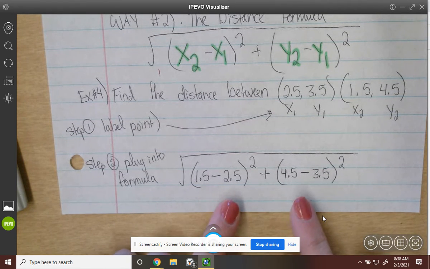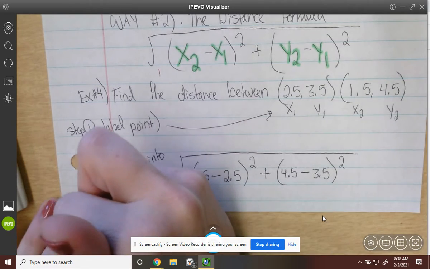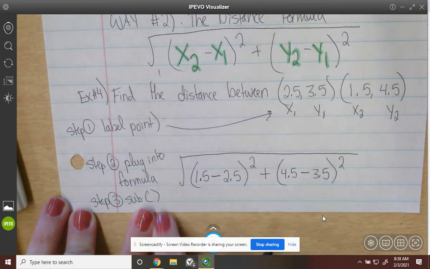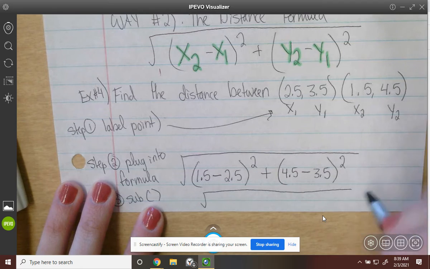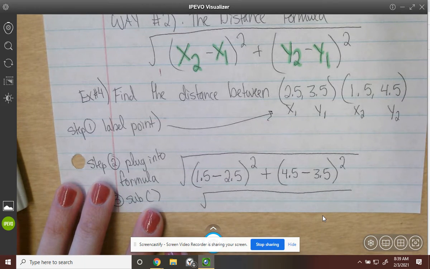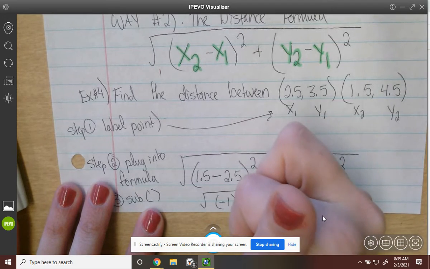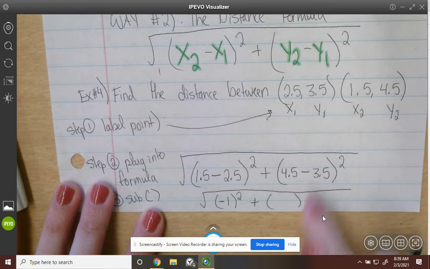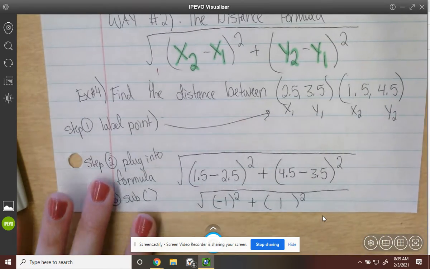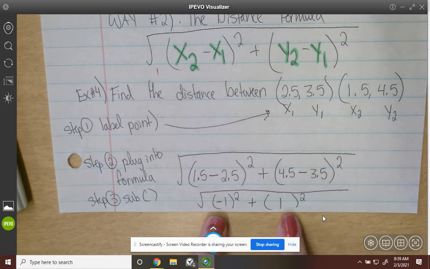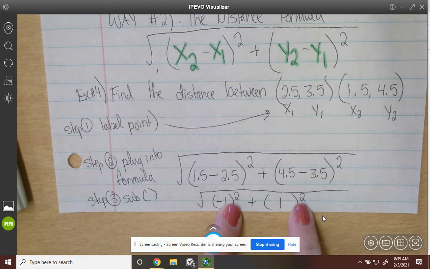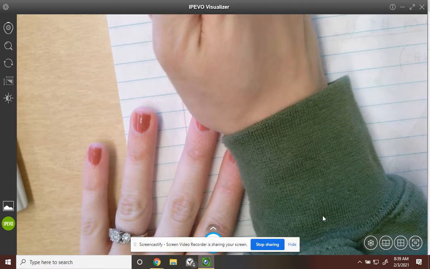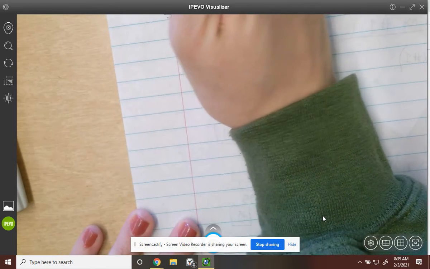Okay, order of operations tells me that I need to do what next? Step 3, I need to subtract what's in parentheses. So 1.5 minus 2.5 is -1. I still have to keep the parentheses around it because that's being squared. Plus, what's 4.5 minus 3.5? 1. Okay, now order of operations next tells me that I need to square both of these. So I'm going to go to the next page to do that. What step am I on now? Step 4 is to square.